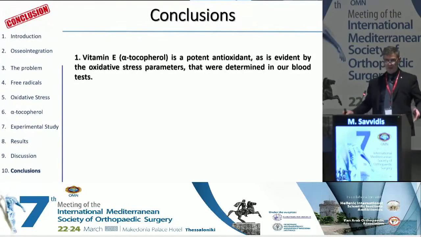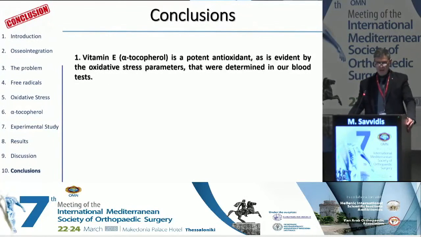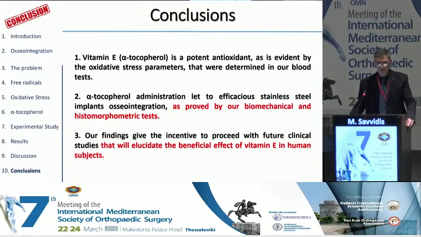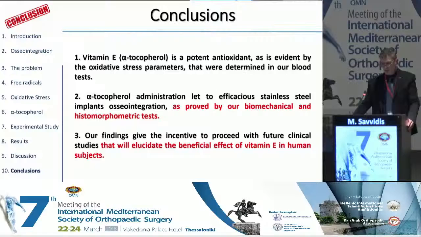As conclusions, vitamin E, and especially its isomer alpha-tocopherol, is a potent antioxidant, as is evident by the oxidative stress parameters that were determined in our blood tests. Alpha-tocopherol administration led to efficacious stainless steel implant osseointegration, as proved by our biomechanical and histomorphometric tests. Our findings give the incentive to proceed with future clinical studies that will elucidate the beneficial effect of vitamin E in human subjects.